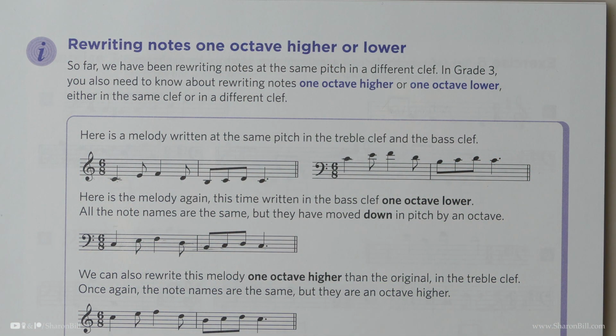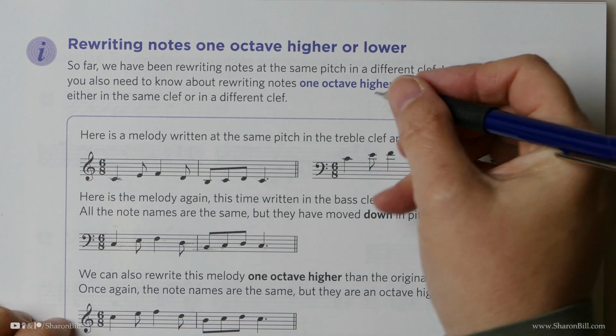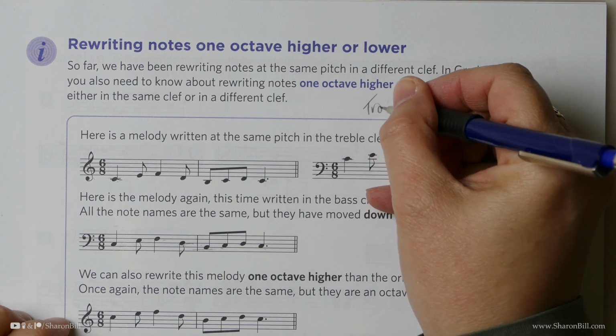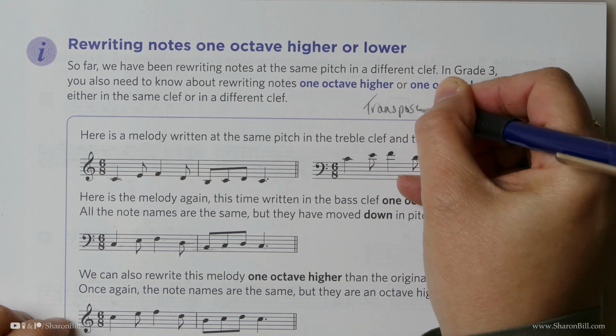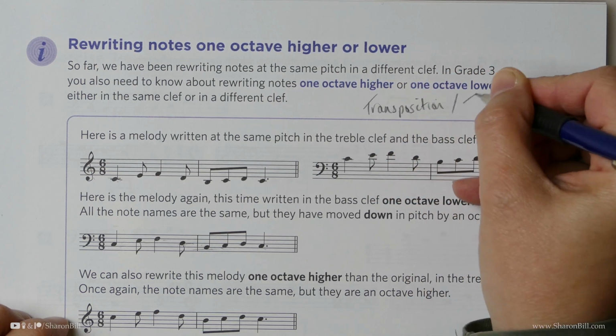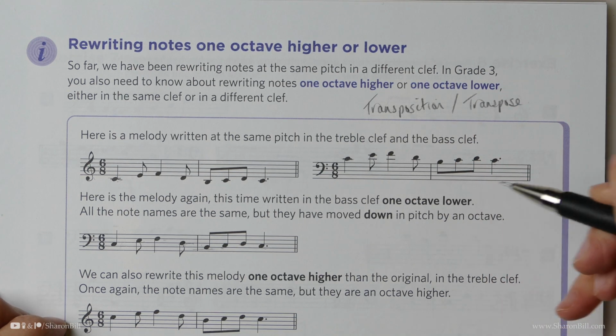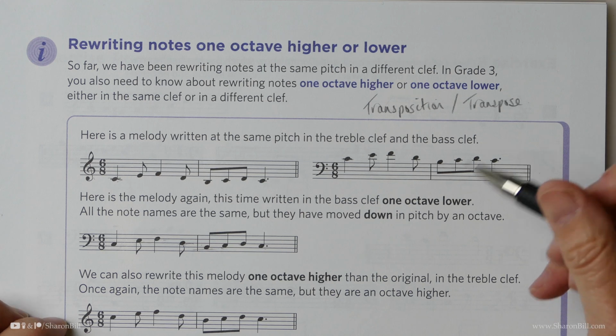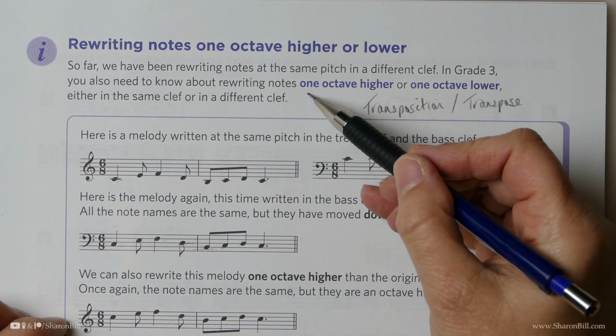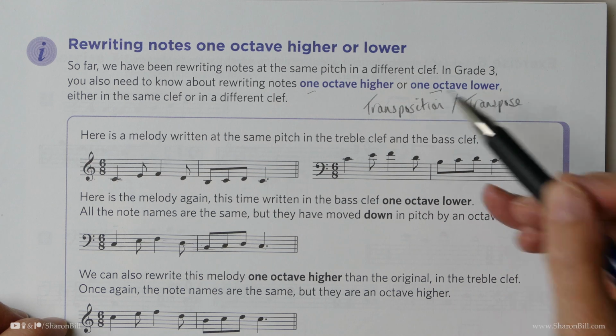Moving on, in the ABRSM Grade 3 Discovering Music Theory workbook, we move on to page 21, still concerned with the topic of pitch, but now we're going to change the pitch, either an octave higher or an octave lower. And this is what we would refer to as the topic of transposition, where we transpose or change pitch, moving it up or down accordingly. In this case, we're going to be transposing it one octave higher or one octave lower.